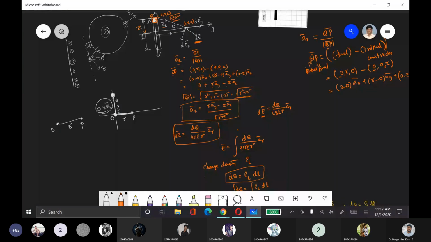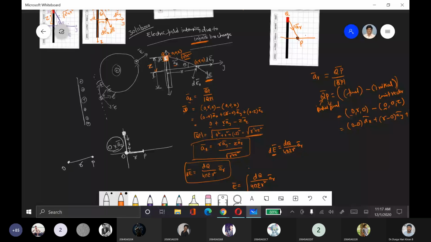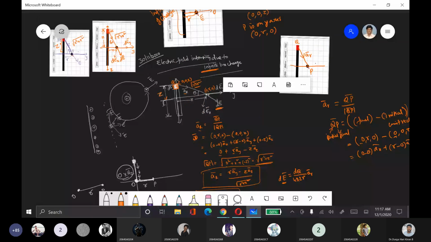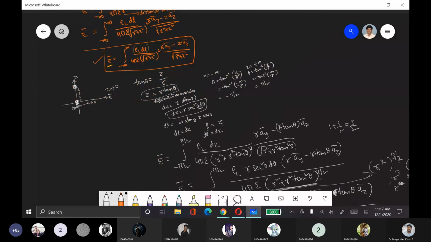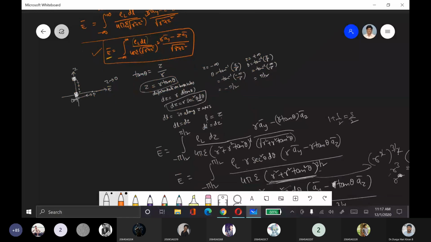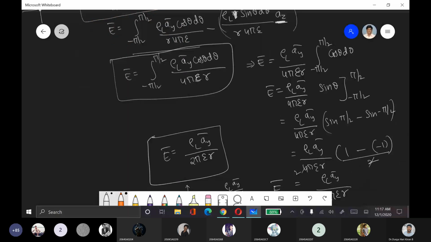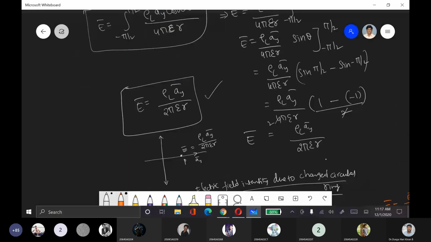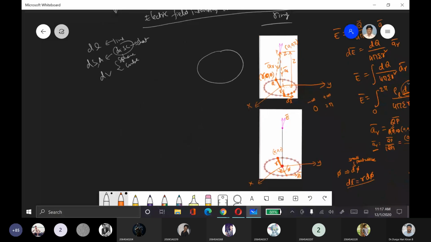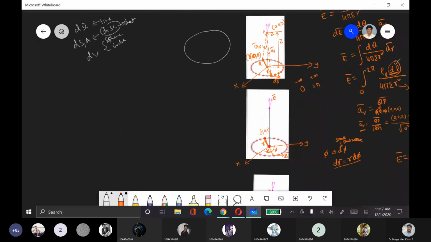In the last class, we have seen the electric field intensity due to infinite line of charge. We derived E bar is equal to rho L by 2 pi epsilon R, a rho bar. This is the equation that we derived in the last class. This is particularly important even for power systems too. The same thing you are going to derive for electric field intensity due to a long transmission line. Almost it will be similar.